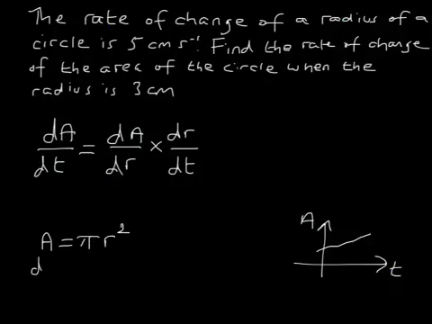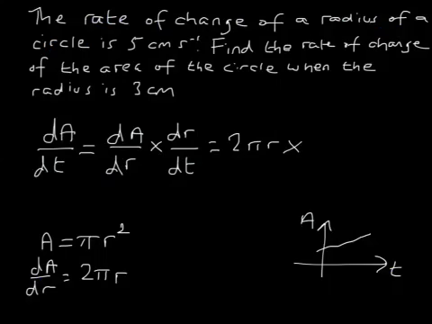So we can differentiate that. dA by dr. Differentiate r squared is 2r, so that's 2 pi r. So the way in which the area changes is basically the length of the circumference. So dA by dr is 2 pi r. So now we can say dA by dt is dA by dr, that's 2 pi r, multiplied by dr by dt, and dr by dt is this, the rate of change of the radius of the circle.